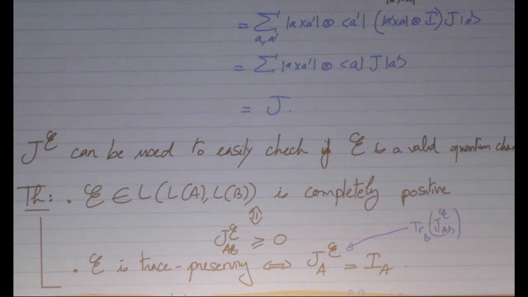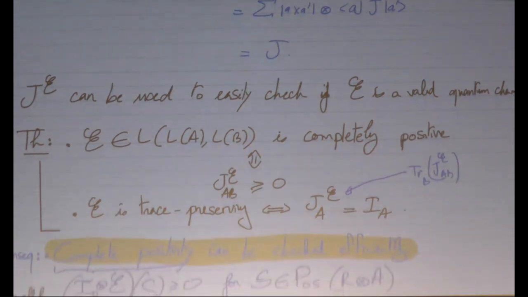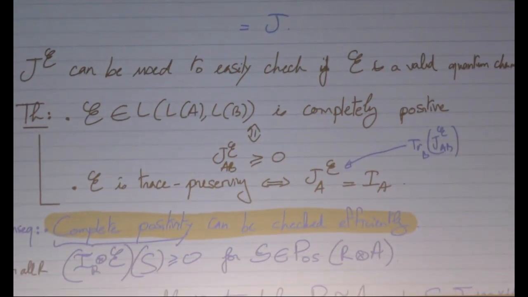Why? Because of the following observation: a given quantum channel E is completely positive if and only if the corresponding Choi operator is a positive operator. And positivity is relatively simple to check.